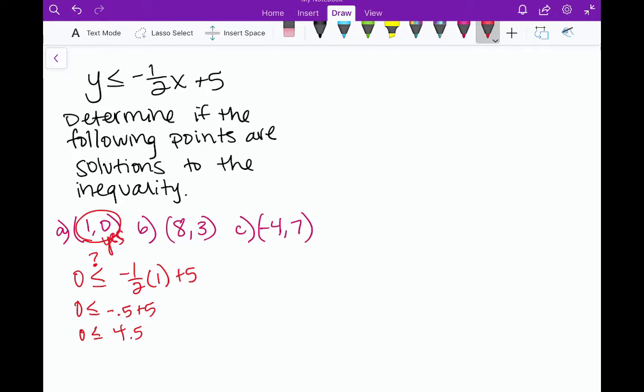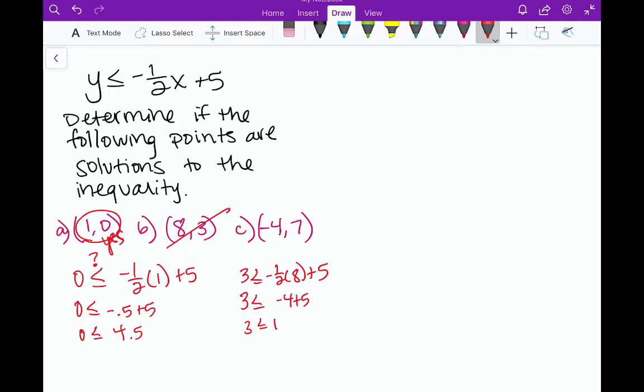Let's look at the next one, 8, 3. We're going to plug in the 3 where the y is and the 8 for the x, and simplify. 3 is less than or equal to negative 4 plus 5. Negative 4 plus 5 is 1. 3 is not less than or equal to 1, so that is not a solution.